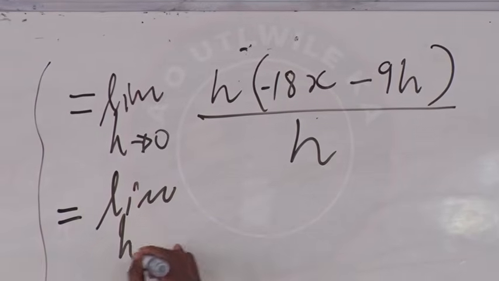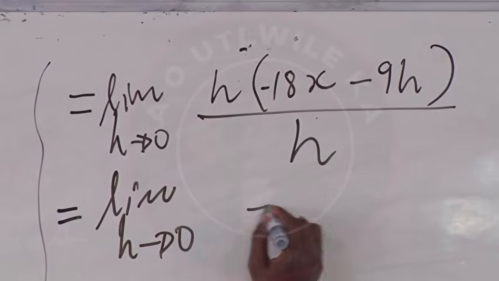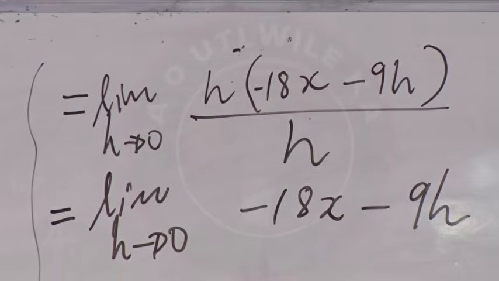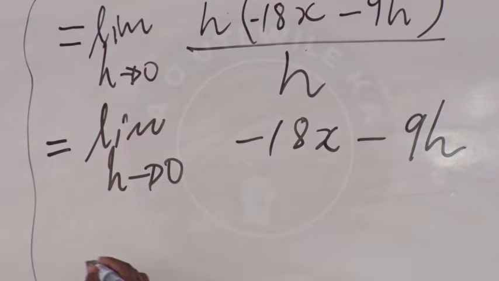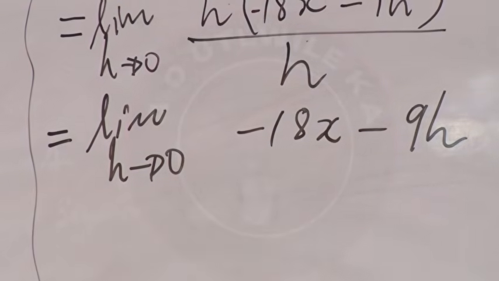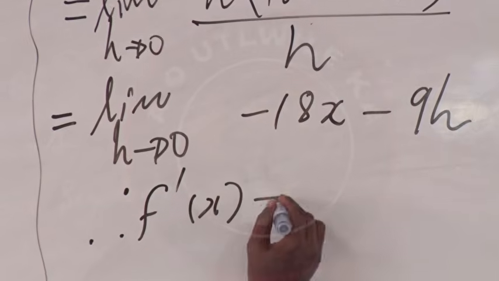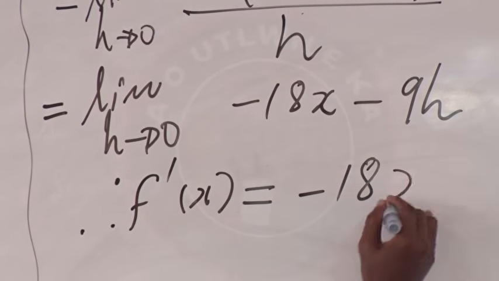Limit of h approaching 0. Yes. Negative 18x minus 9h. Okay, can I conclude? Yes. Talk to me louder. Therefore, f the derivative of x is equal to negative 18x.